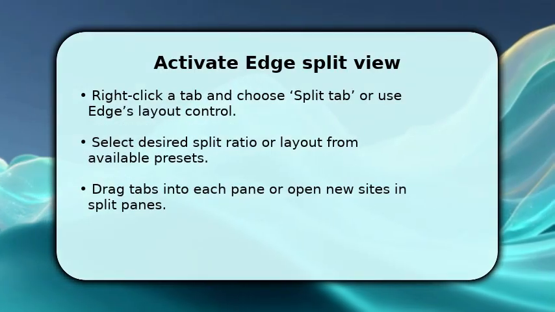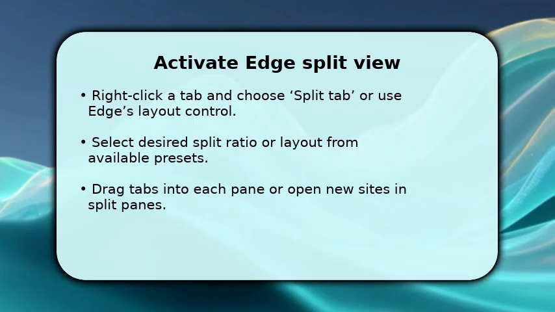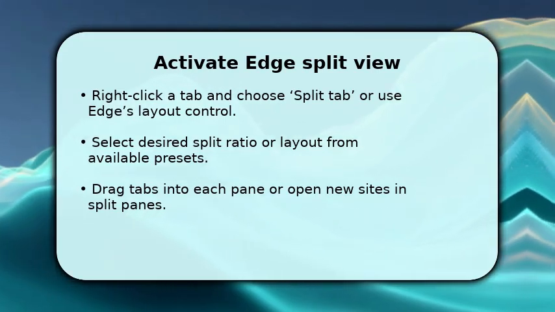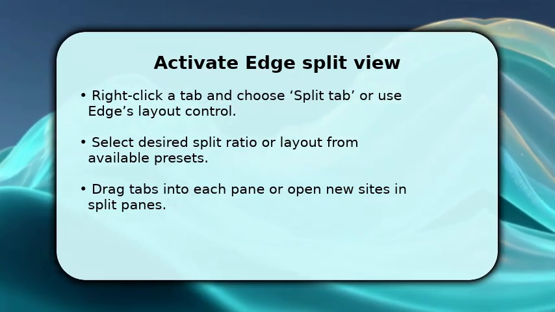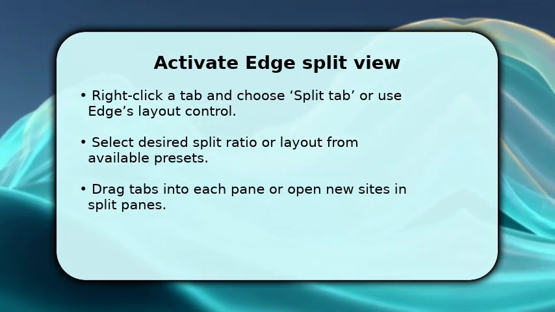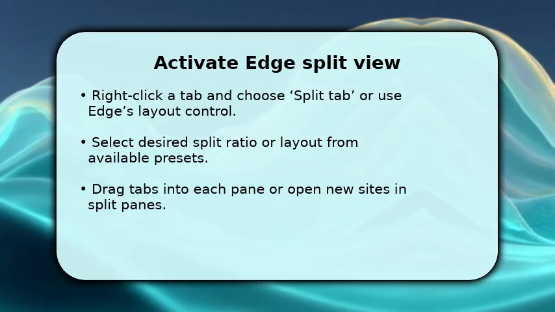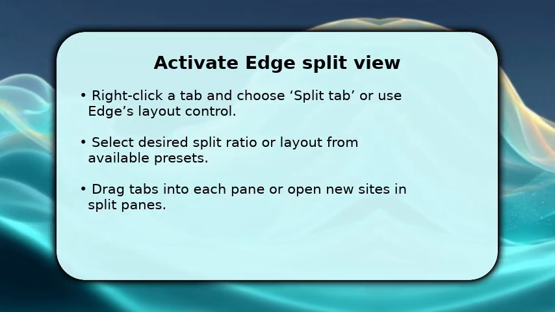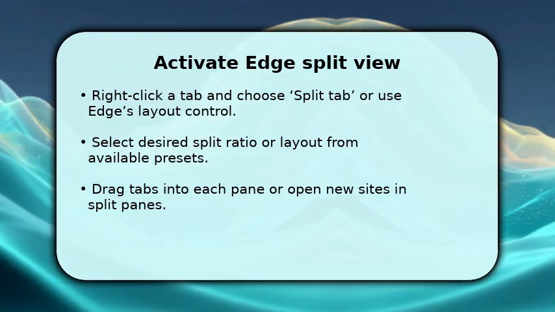Now you activate the split view inside Edge. Right-click a tab and choose Split Tab, or click the layout control in the toolbar. That instructs Edge to create two panes. Pick the split ratio or layout preset that fits your task, because different ratios help when one page needs more space. Then drag other tabs into the second pane or open new pages directly in it. Make sure to arrange the panes so you can read and interact with both pages comfortably.